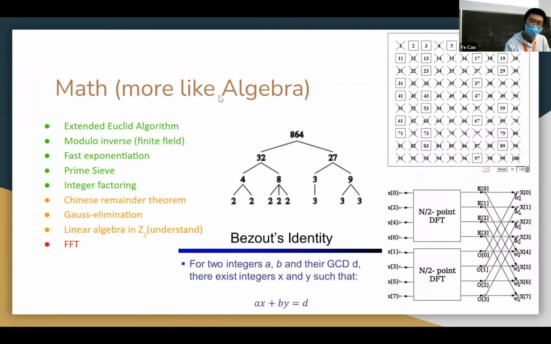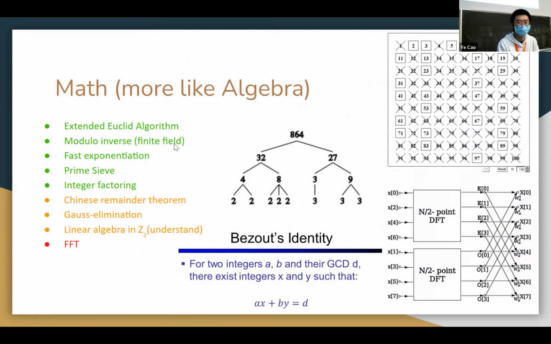Math, I say it's more like algebra because you're not actually going to do a lot of calculus. And geometry comes in the next section, so I will say this is more like algebra. Extended Euclidean algorithm, which allows you to solve Bezout's identity. Spend some time to look that up.